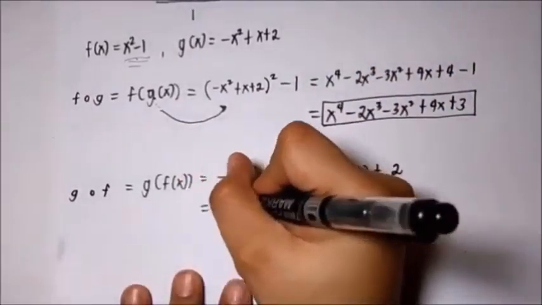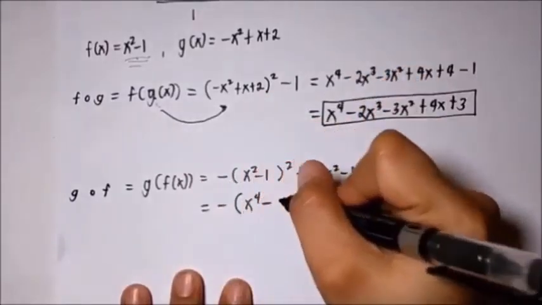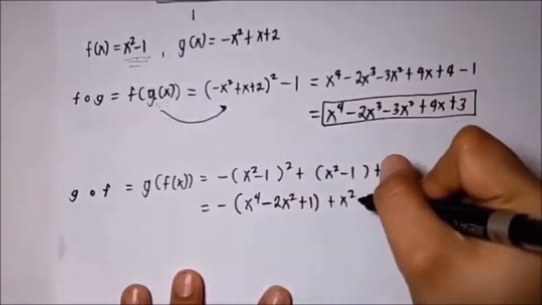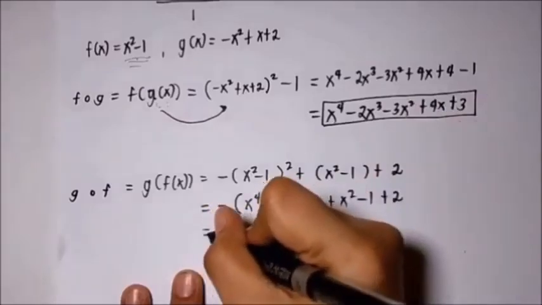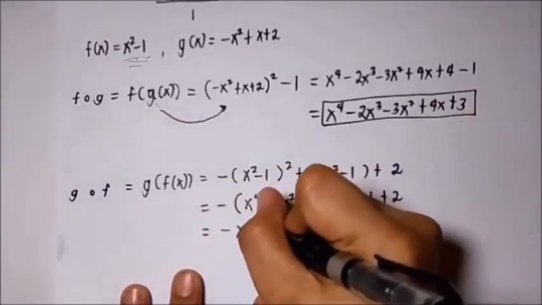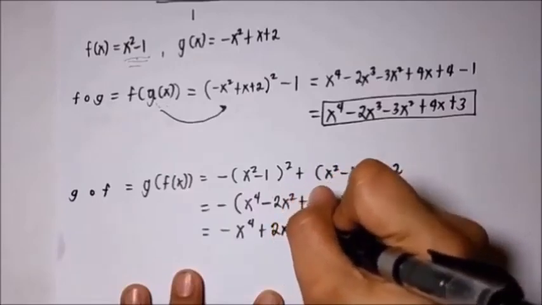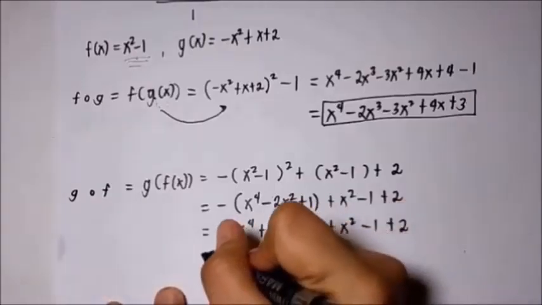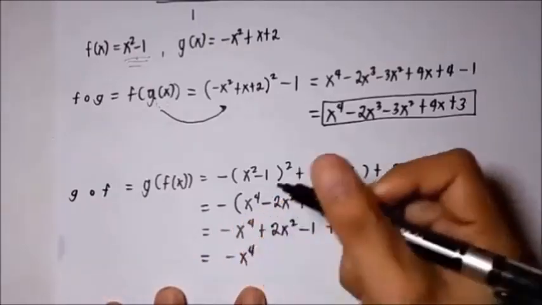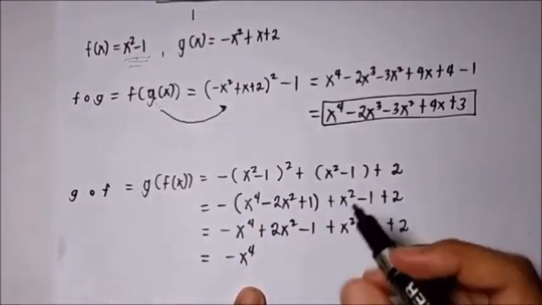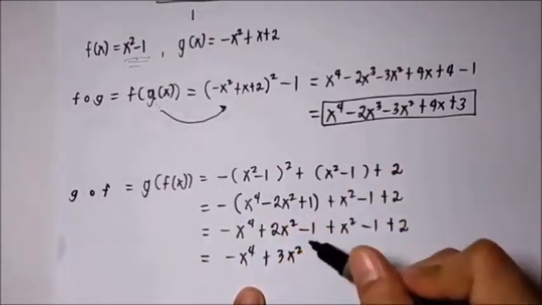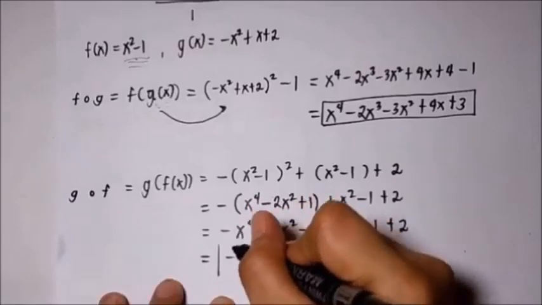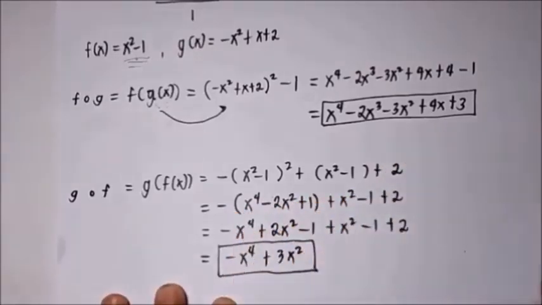So let's expand. Negative of x raised to 4 minus 2x squared plus 1, and then positive x squared minus 1 positive 2. Let's distribute the negative sign. Negative x raised to 4 positive 2x squared negative 1 positive x squared minus 1 plus 2. So let's simplify. We have negative x raised to 4, and then this will become positive 3x squared, negative 1 is negative 2 plus 2, so that would be 0. So this is now g of f.